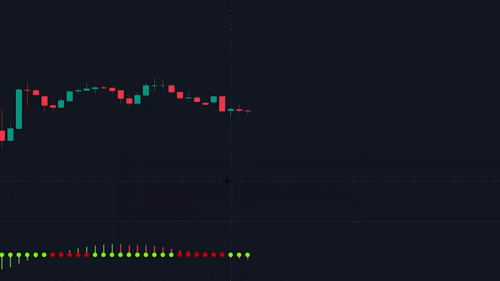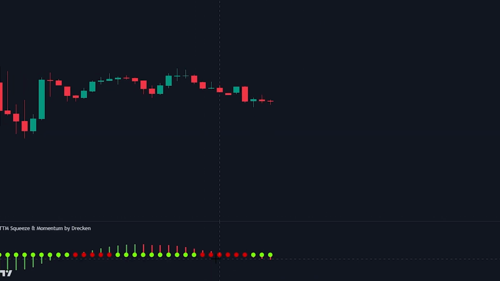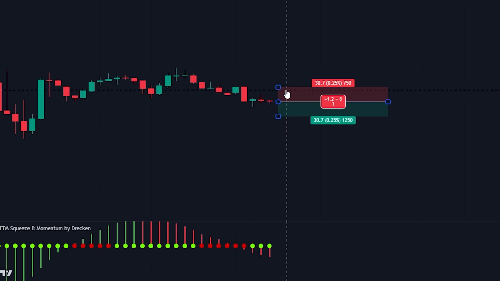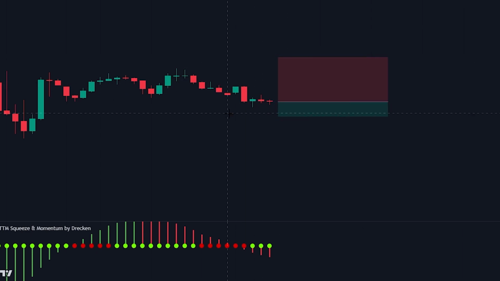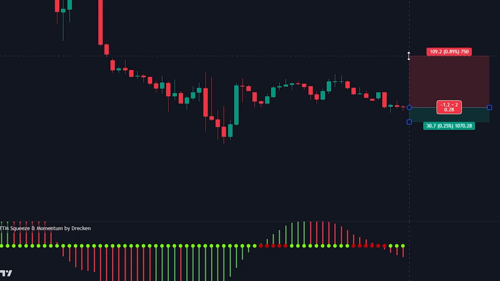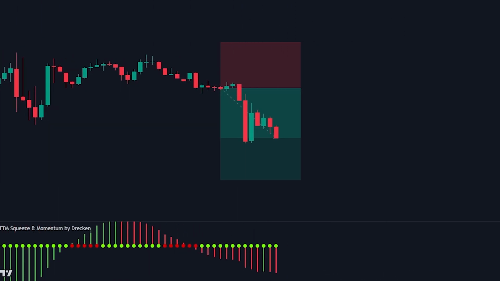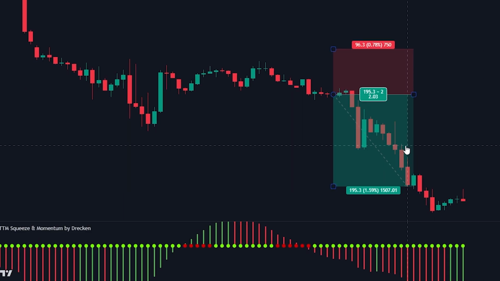In this example, we have multiple red dots, which means the squeeze in the market happened. Now we will look at the histograms to decide whether we go for long or short position entry. The histogram was headed downwards and colored red. This means the market will go down. We will enter a short position. We can set the stop loss at the recent highest price and set the take profit at 2 times the risk. This is how this indicator could be used to enter short positions.